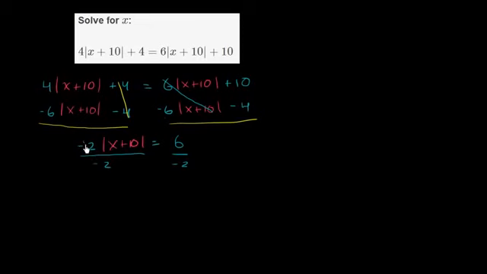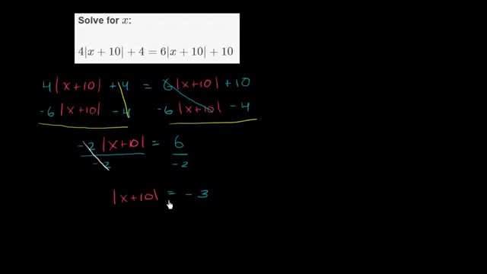So negative 2 divided by negative 2 is 1, and 6 divided by negative 2 is negative 3. So we get the absolute value of x plus 10 is equal to negative 3. Now, this gets us to a very interesting situation.